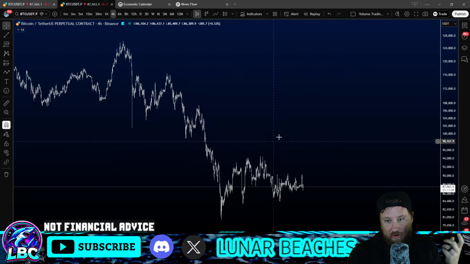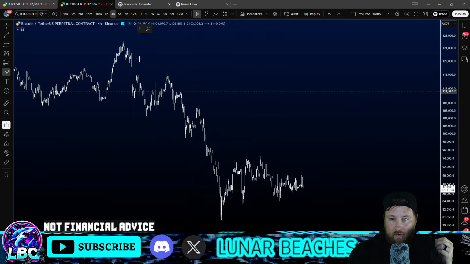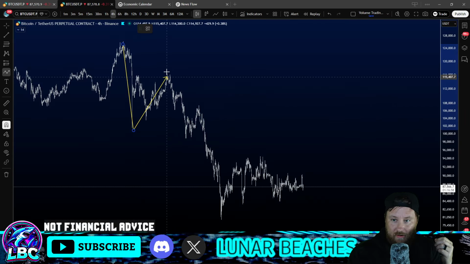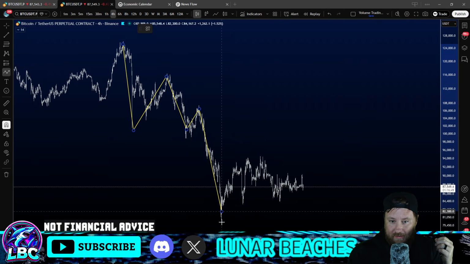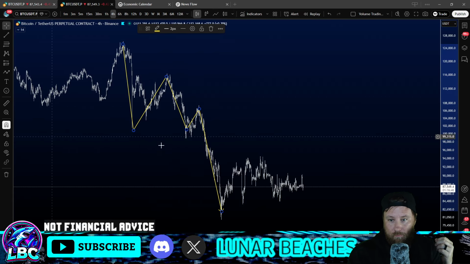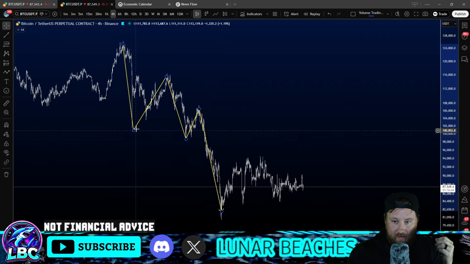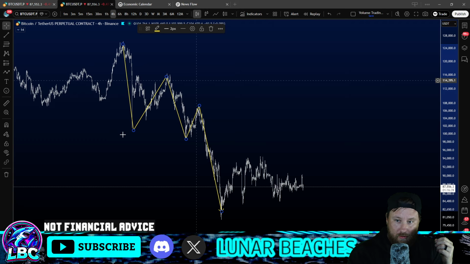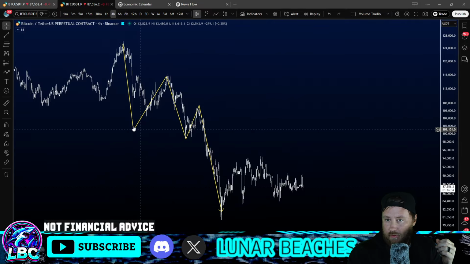Perfect example would be Bitcoin right here. In recent months, you can see we got the high here and the low here, and then the high here, and then our next low here. It's important to remember that we don't create these levels until we break the previous low. Now we do get a little bit of overlap in this one, which is fine.